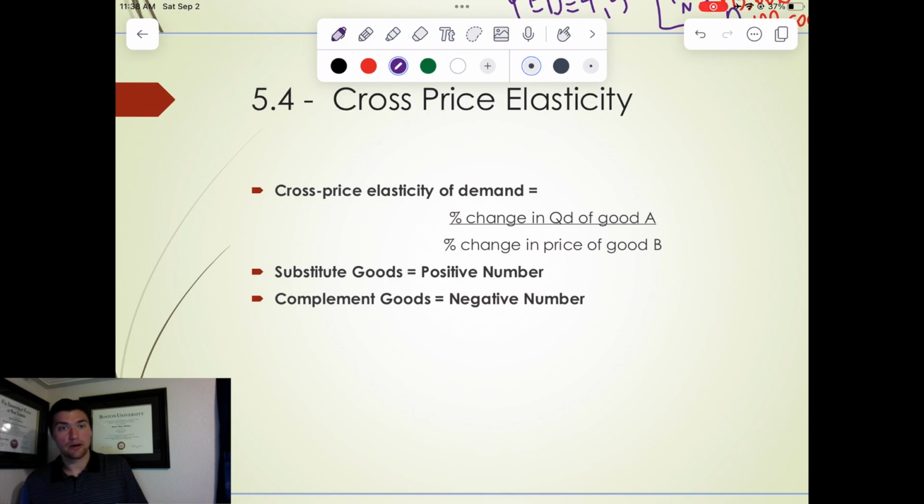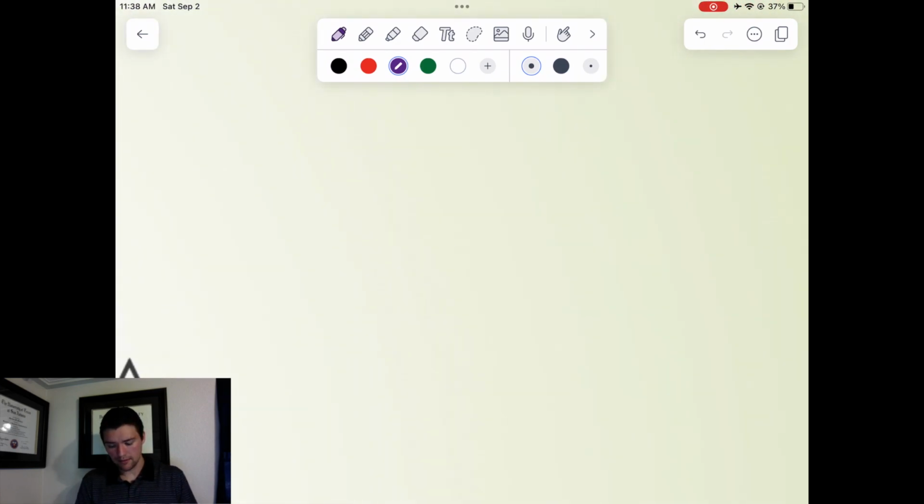Complements. If the price of a movie goes up, am I buying more or fewer movies? I'm buying fewer movies. If I buy fewer movies, I buy less popcorn. So positive over negative makes a negative number. And vice versa, if we get a negative number, that's going to be a complement. Okay, so here's how it goes.